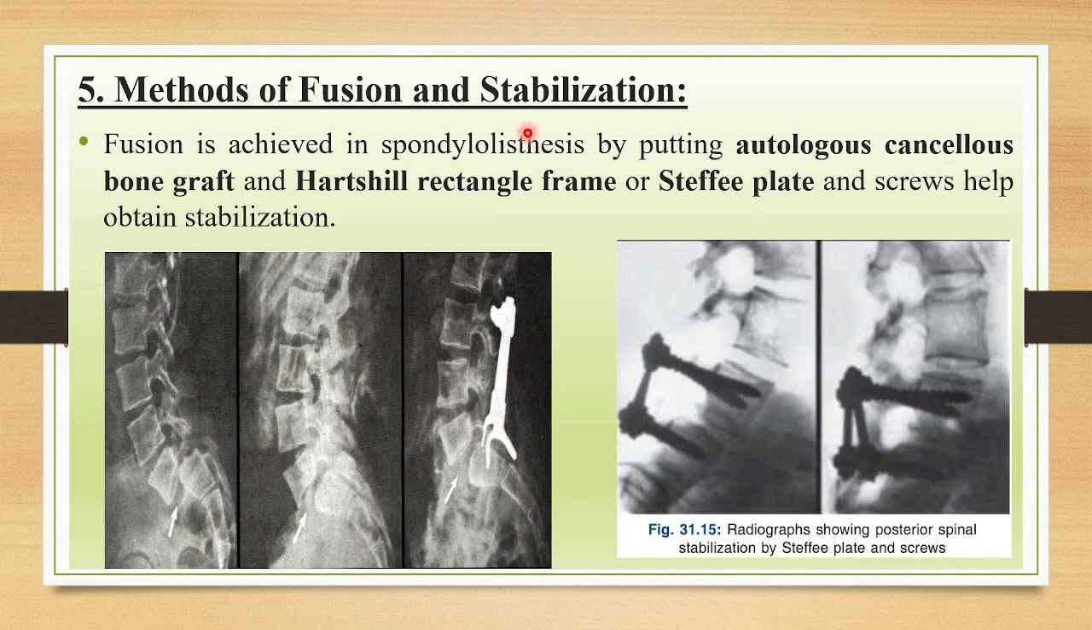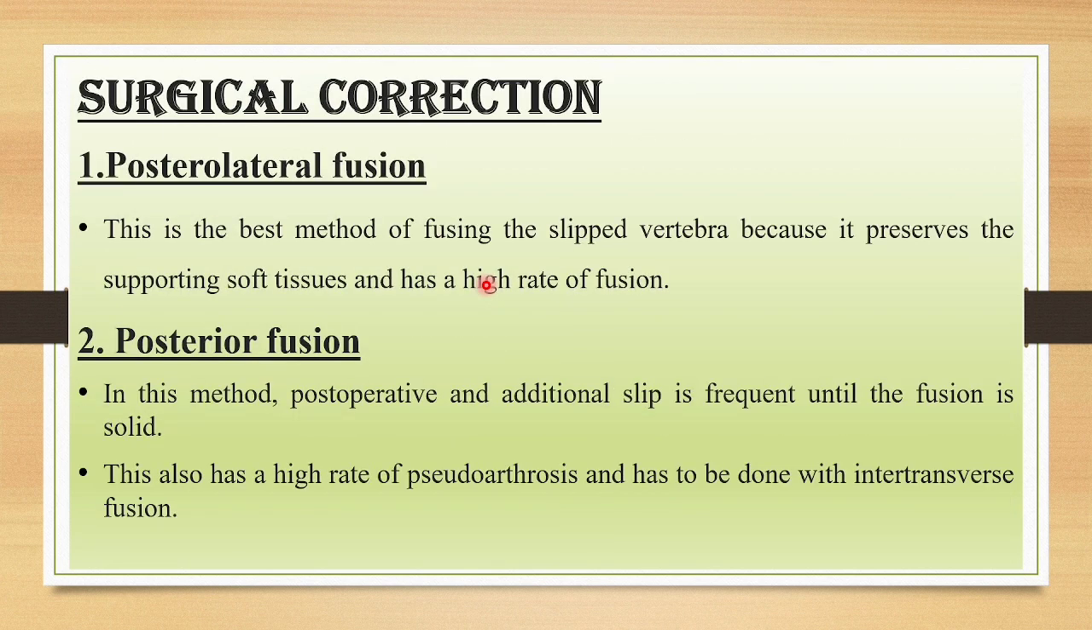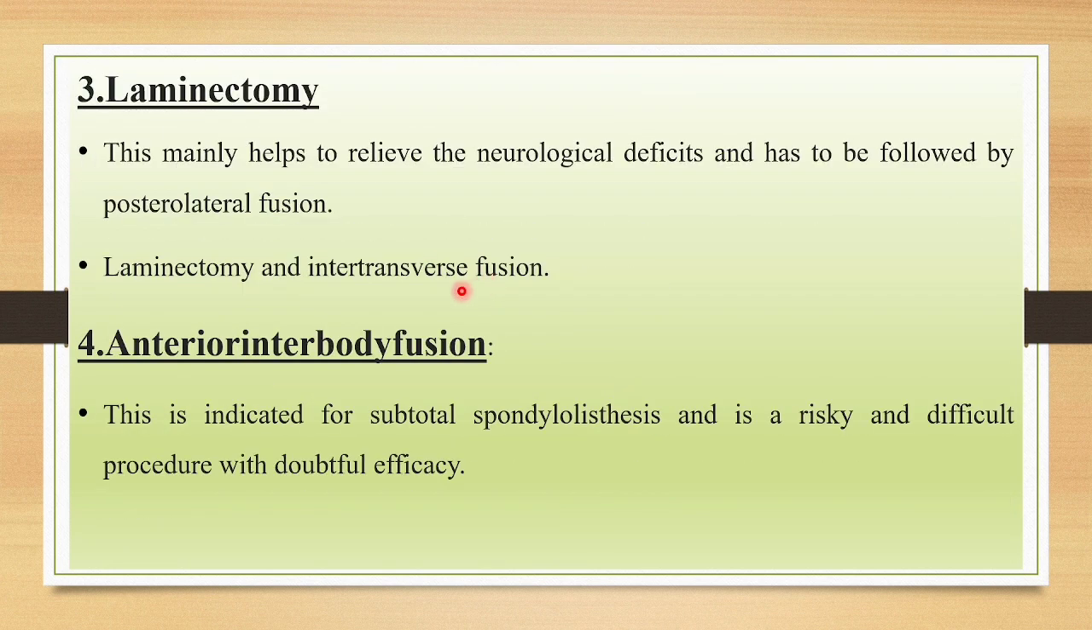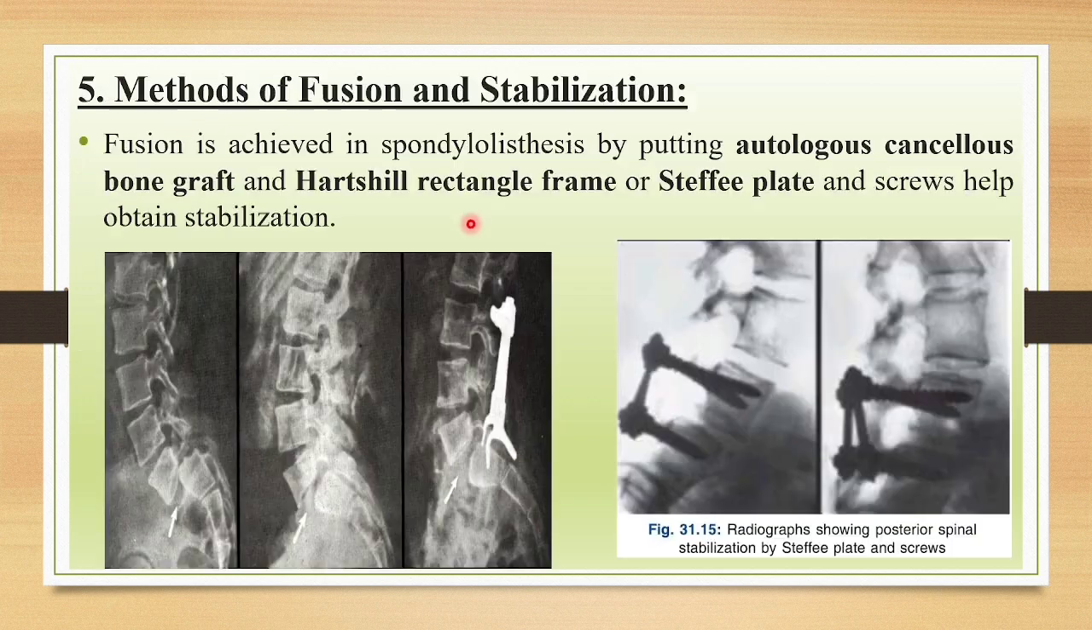So next is your methods of fusion and stabilization. The fusion is achieved in spondylolisthesis by putting autologous cancellous bone graft, and a Hartshill rectangle frame or Steffee plate and screws help often in stabilization. So these are the different surgical methods. That includes your posterior fusion, posterolateral fusion, anterior interbody fusion, laminectomy, and your stabilization by different plates and frames.